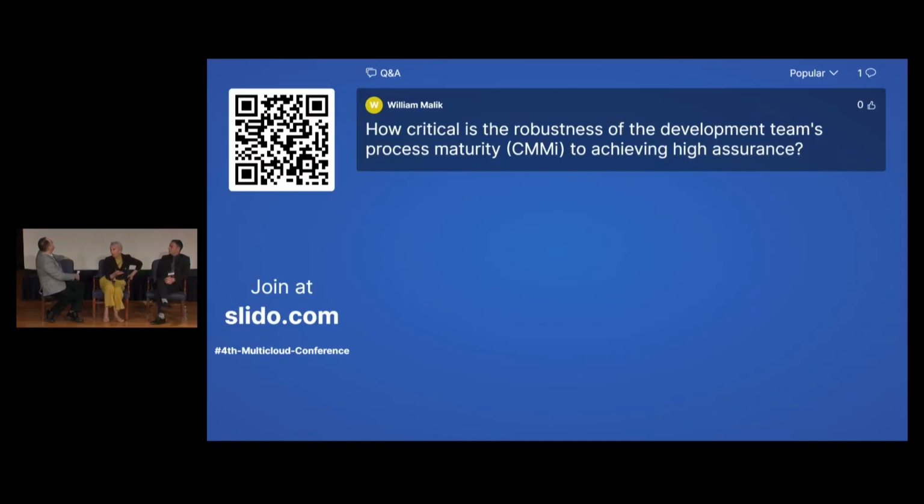We got one in the chat. How critical is the robustness of the development team's process maturity, CMMI, to achieving high assurance? I cannot talk on behalf of CMMI.